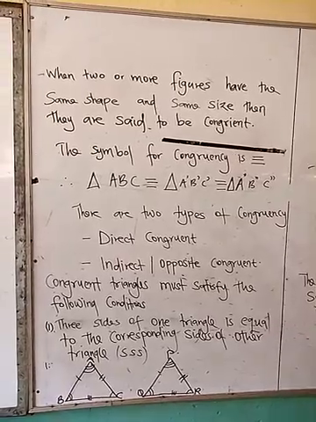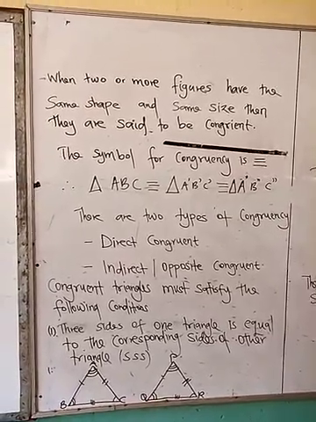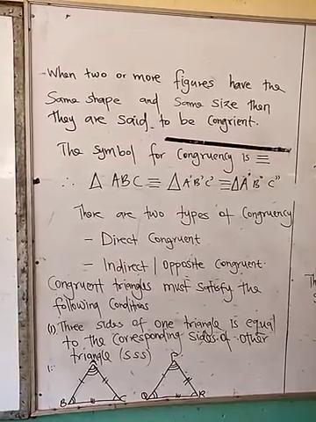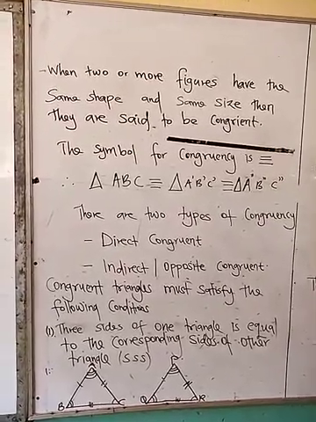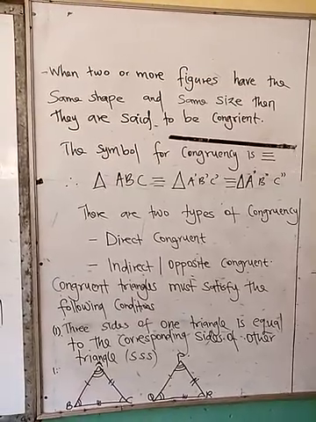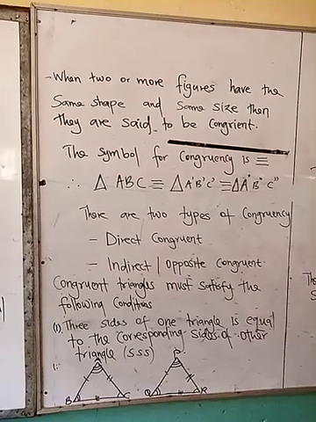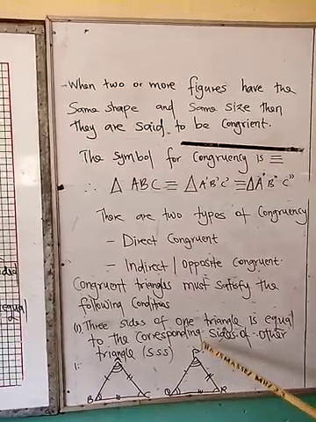If the three sides are equal, then those triangles are similar. They are the same in size and shape. Therefore, they are congruent. So that is how we identify congruent triangles. Or we can say that is the first condition.